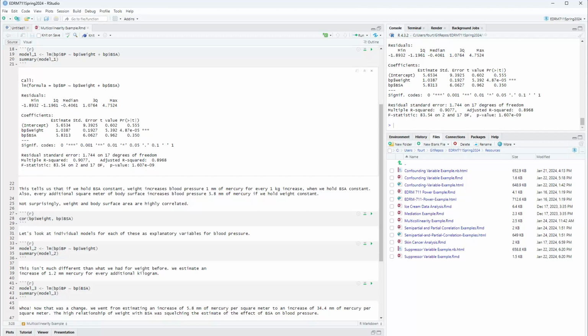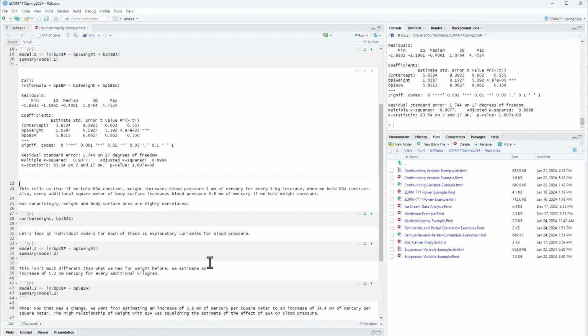We also see here that we get 5.8 millimeters of mercury increase if we hold weight constant. But we're also given a little flag, a little signal from that relatively high p-value that this may change. If we look at other data sets, this is not very stable because of the large standard error of 6 relative to the estimate of 5.8.